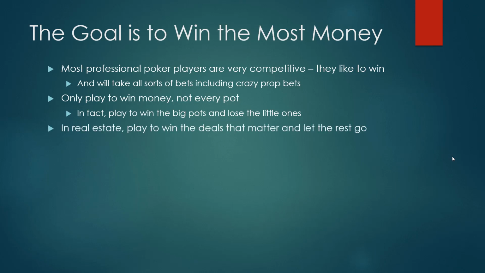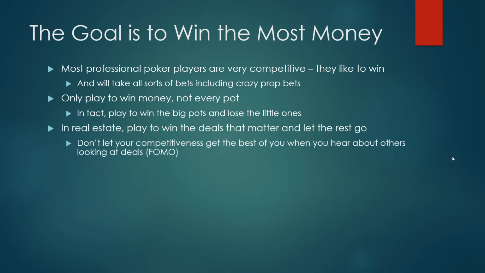So in real estate, play to win the deals that matter. Be that tight, aggressive player, and let the rest go. And I will tell you, if you don't know what FOMO is, it's fear of missing out. There is a competitive part of me that, when Brendan says, hey, I'm taking down this deal, I'm totally like, oh man, I wish I had that deal. I totally could have bought that deal. I could have beaten him to it. But okay, who cares?